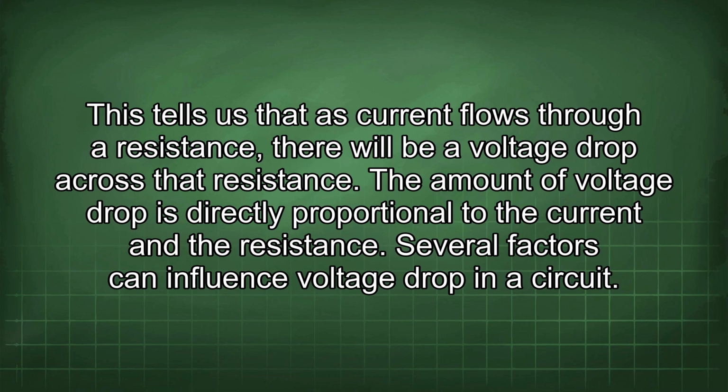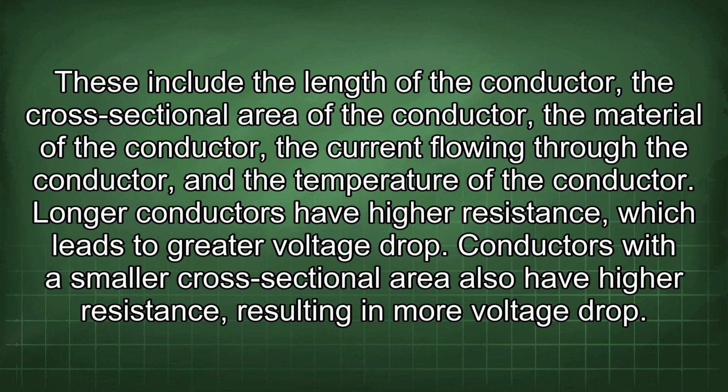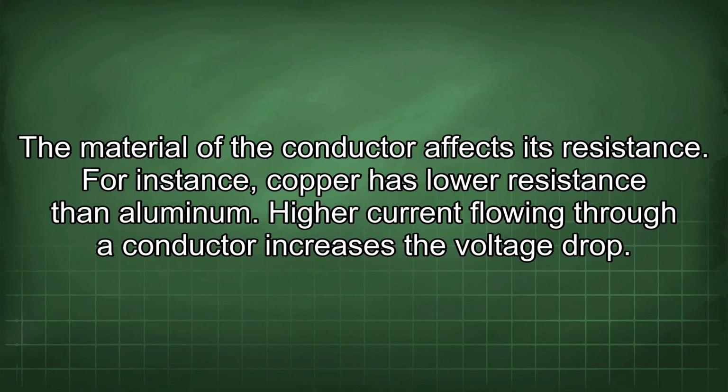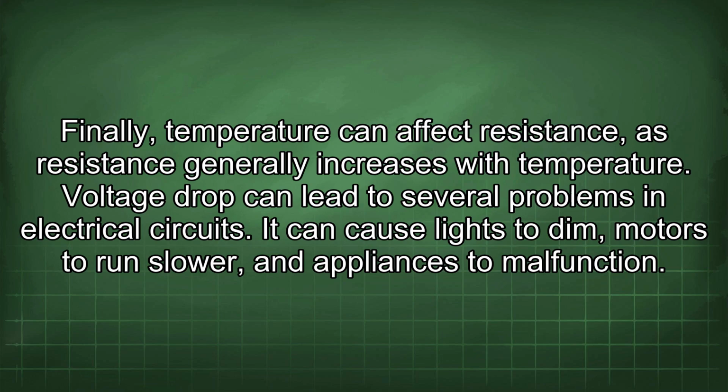Several factors can influence voltage drop in a circuit. These include the length of the conductor, the cross-sectional area of the conductor, the material of the conductor, the current flowing through the conductor, and the temperature of the conductor. Longer conductors have higher resistance, which leads to greater voltage drop. Conductors with a smaller cross-sectional area also have higher resistance, resulting in more voltage drop. The material of the conductor affects its resistance. For instance, copper has lower resistance than aluminum. Higher current flowing through a conductor increases the voltage drop. Finally, temperature can affect resistance, as resistance generally increases with temperature.